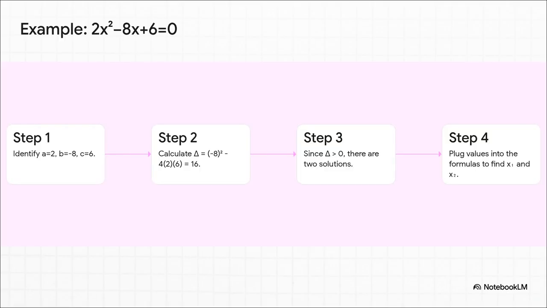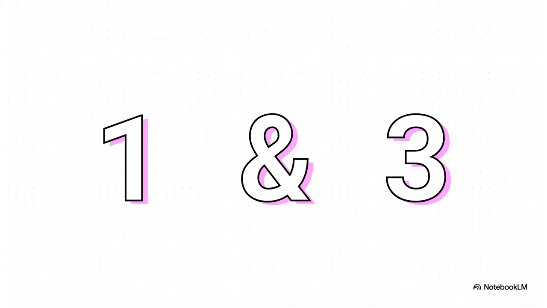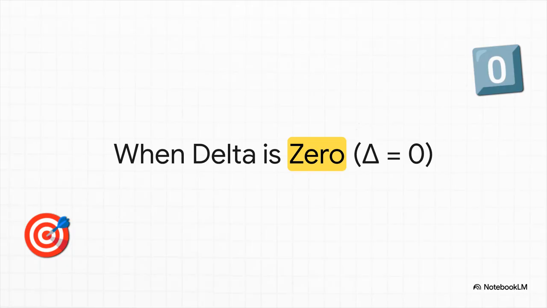Let's put it to the test with a real example. We grab our A, B, and C from the equation. We plug them into that discriminant formula. Okay, let's see. The result is 16. Since that's positive, our decision maker is telling us, hey, get ready, there are two solutions coming your way. And when you run those numbers through the big solution formula, you get your two distinct answers. X can equal 1 and X can equal 3. Two different keys for one lock. Simple as that.